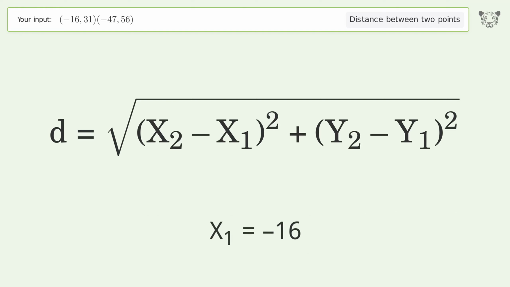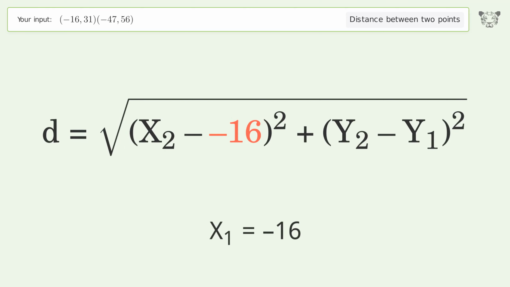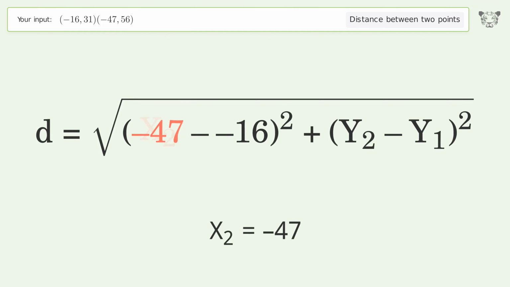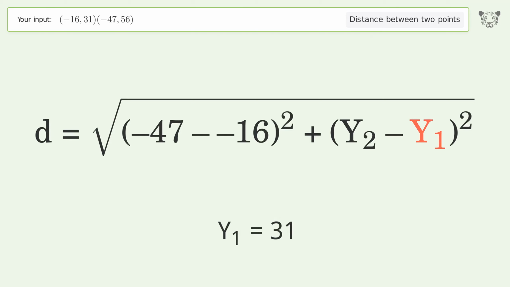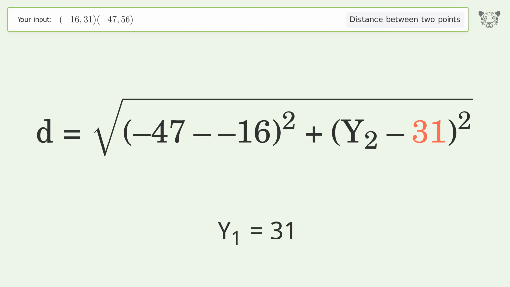x1 equals -16. x2 equals -47. y1 equals 31. y2 equals 56.